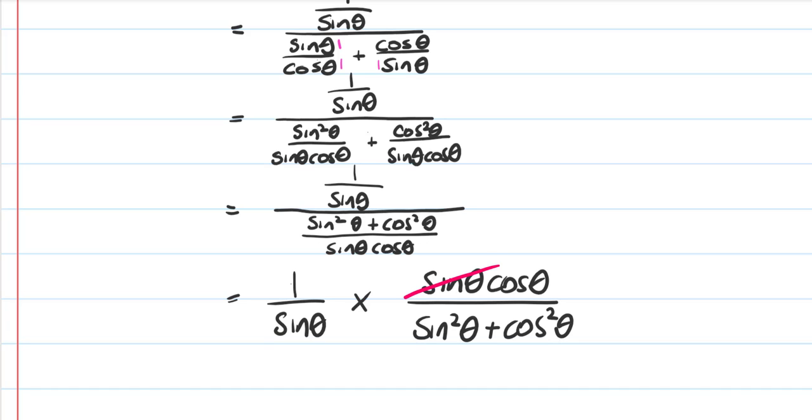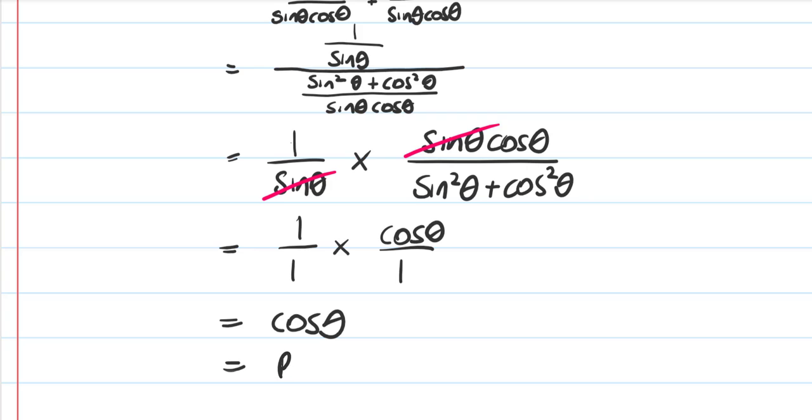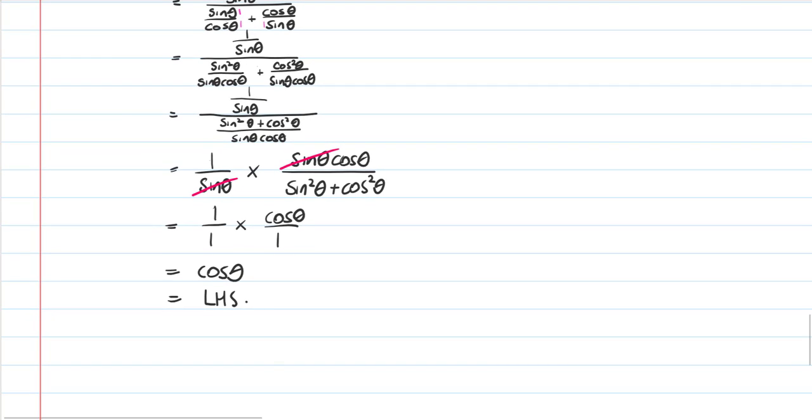I can cross simplify, the sine thetas will cancel out, and of course sine squared theta plus cos squared theta is equal to 1. That's our Pythagorean identity, so we end up with 1 over 1 times cos theta over 1, which is equal to cos theta, and that's equal to my left-hand side as required. So there's my proof. You can throw a QED in there, and as required, a smiley face, although it's not technically the best thing to do. So I'd probably just leave it there or throw in a QED.